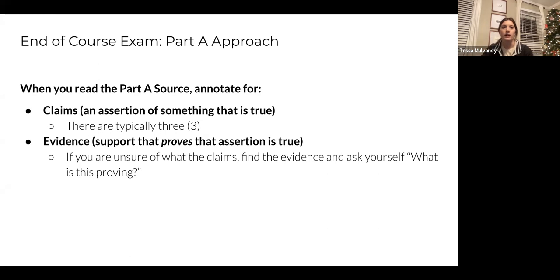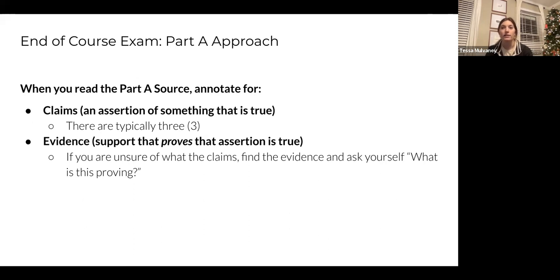As you're asking yourself that, you're also looking for kind of 3 different chunks of information in this article. You're looking for 3 different transitions, if you will, 3 different ideas. Okay. So you're going to annotate for those claims. Those would be 3 claims that then kind of support their overall message. A claim is an assertion of something that is true. Like we've said, there are typically 3 in the articles that the College Board has published in the past.